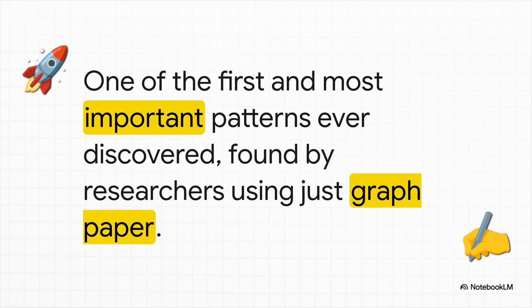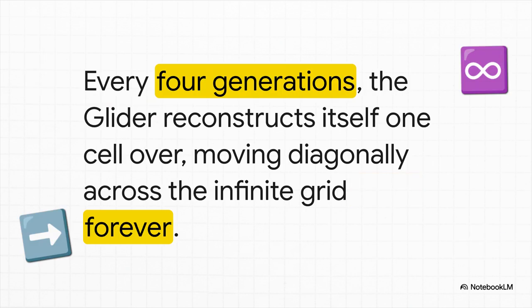It's one of the very first and most important patterns ever discovered. And get this, people found it back in the day without computers, just using graph paper and figuring it out by hand. It's a spaceship made of just 5 little cells, but it does something truly special. And here's the magic. Every 4 generations, the glider completely rebuilds itself, but 1 square over diagonally. It's like a tiny self-propelled machine.